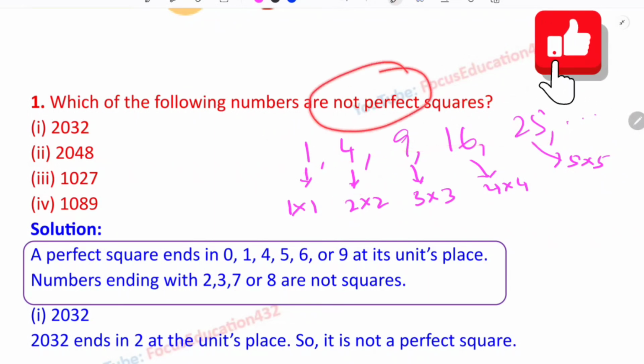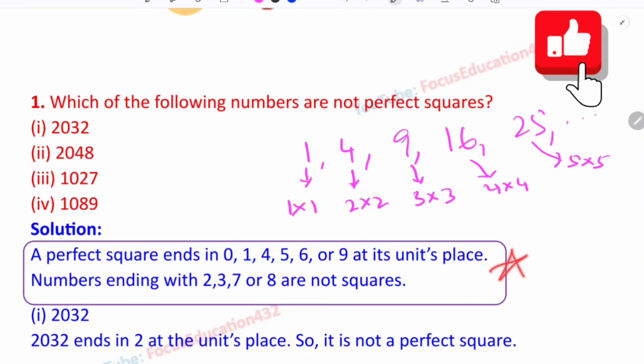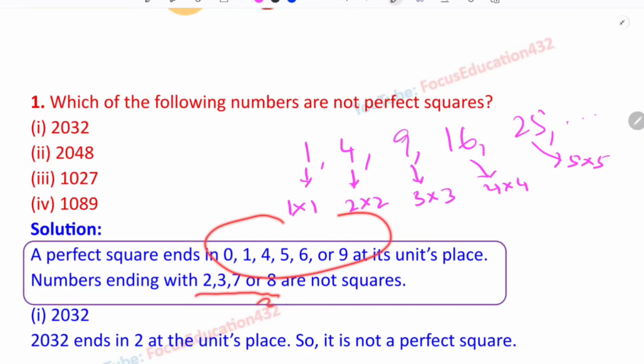Now, to find which are not perfect squares, you have to know the basic thing I kept here in the box. Remember this: a perfect square ends with 0, 1, 4, 5, 6 or 9. Any perfect square may end with 1, 4, 5, 6 or 9. If the units place of a number is 2, 3, 7 or 8, then it is not a perfect square.